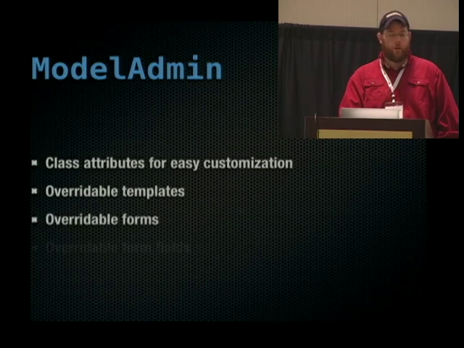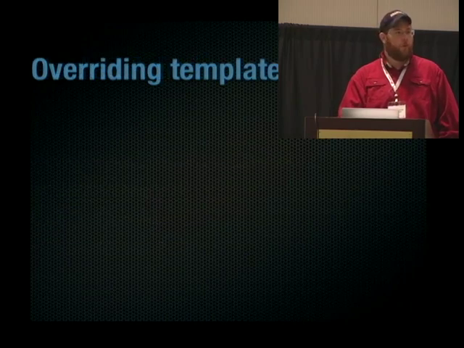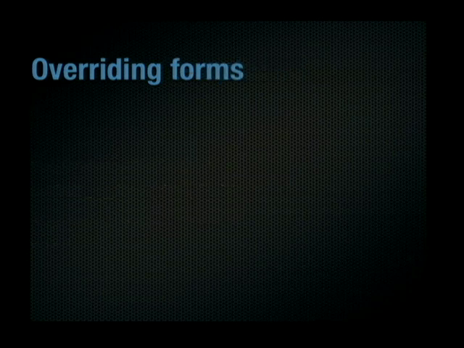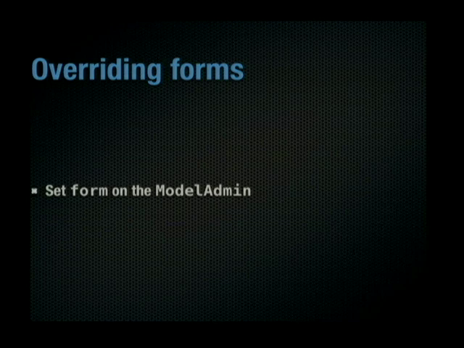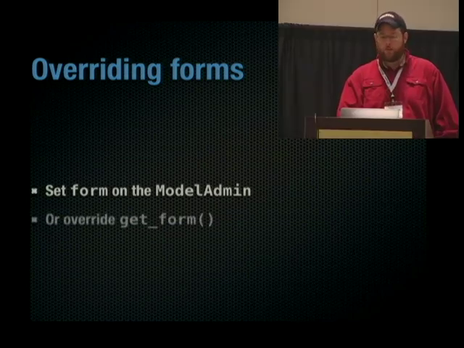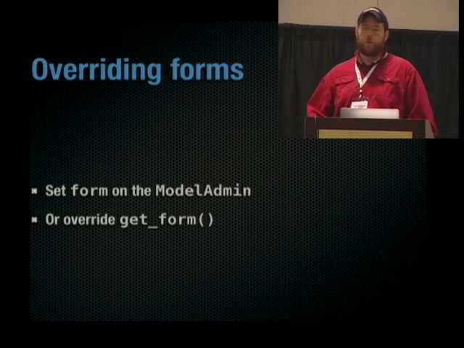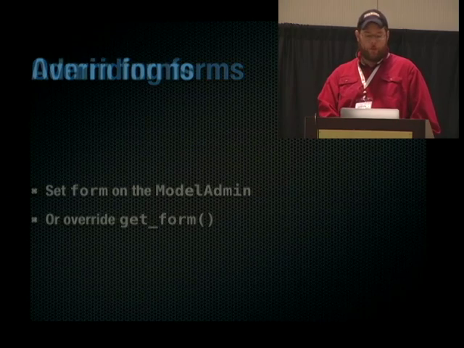You can override templates, you can override forms, you can override form fields. Again, Django's documentation covers most of this, but not all of it, so we'll mention a few things. You can override these attributes on a model admin, add_form_template, change_list_template, and so on, which changes the templates that that particular model admin will use. Overriding forms, you can set the attribute form to a form class, or you can override the method get_form. get_form is a little more useful because get_form gets passed the HTTP request, so you can customize the form on a per request basis that way.